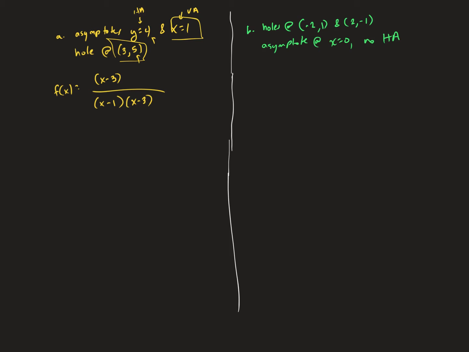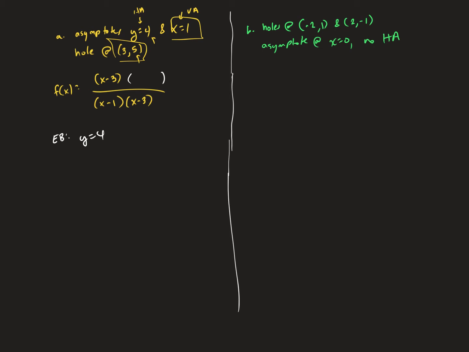So what I'm going to do is say on top, hey, there could be a factor up here. And that factor will affect what the horizontal asymptote is, which is 4, and what the hole is, the y value at least, which is 5. So that means two things. This factor has two requirements. Number one, it has to give me an end behavior of y equals 4.